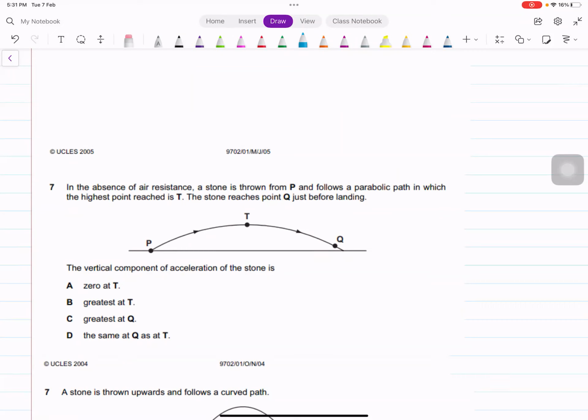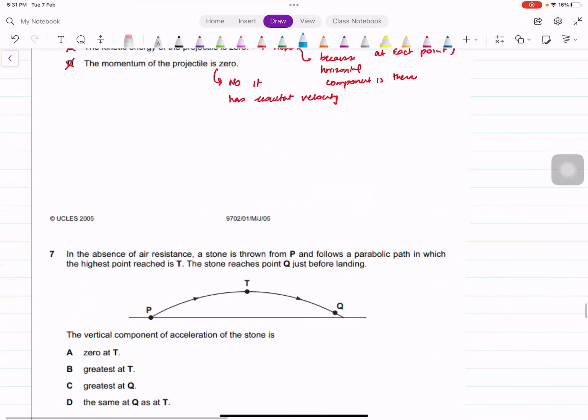Oh my goodness, I messed it up. Oh no, I messed it up. That's sad.